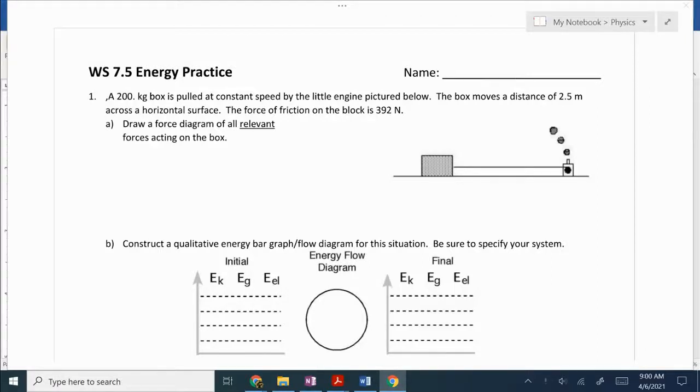Hi, in this video, we're going to go over the solutions to Worksheet 7.5.